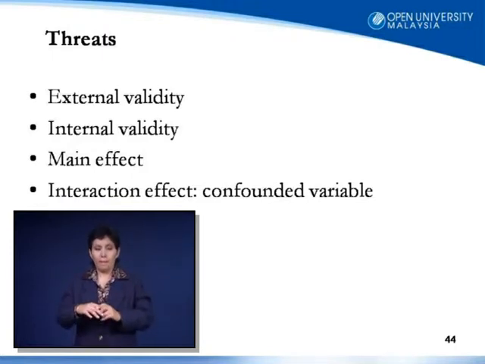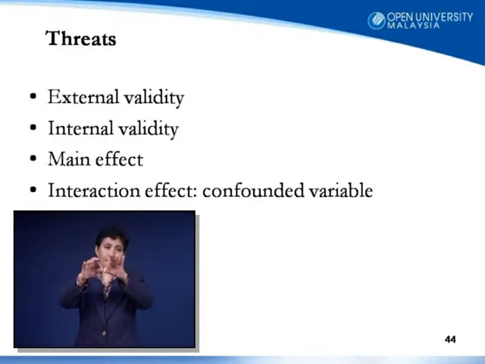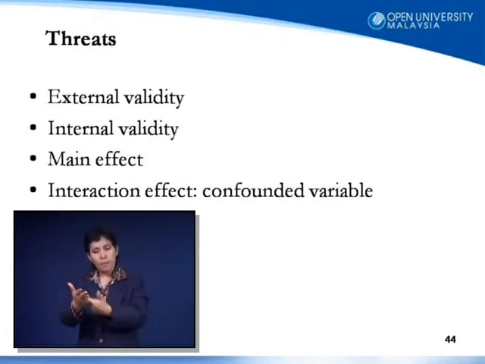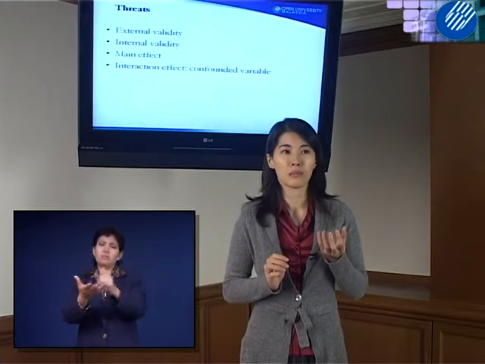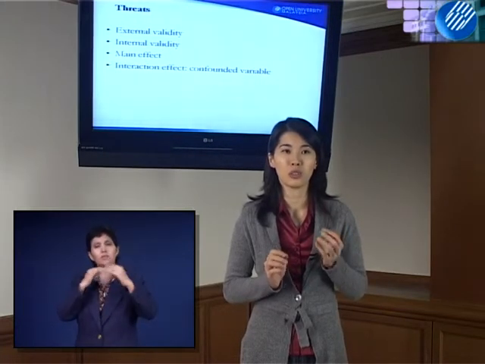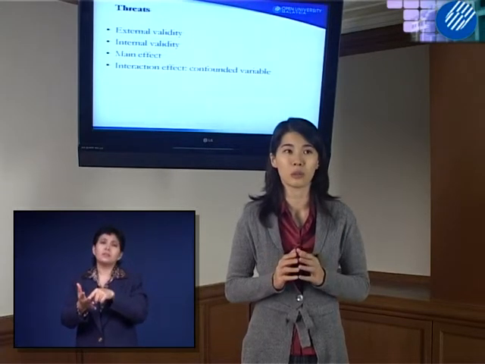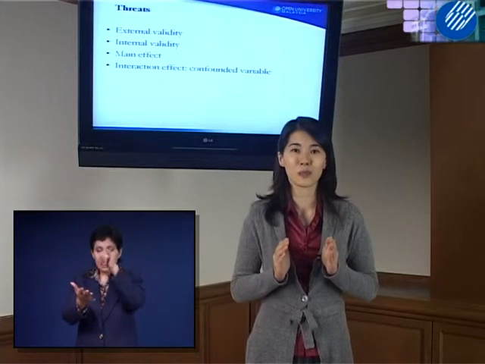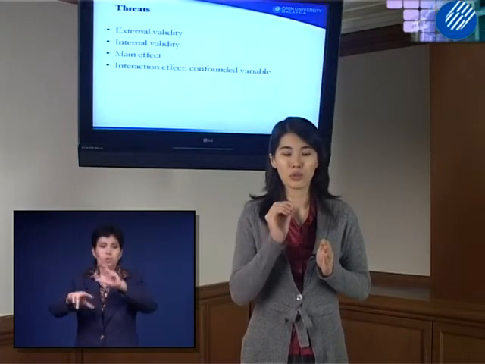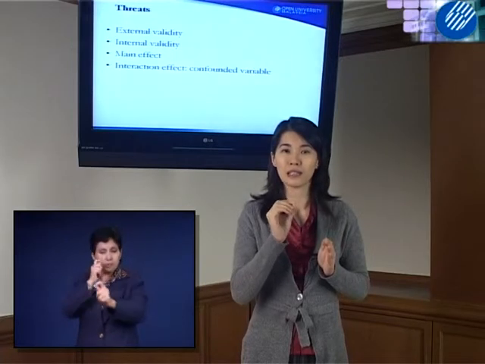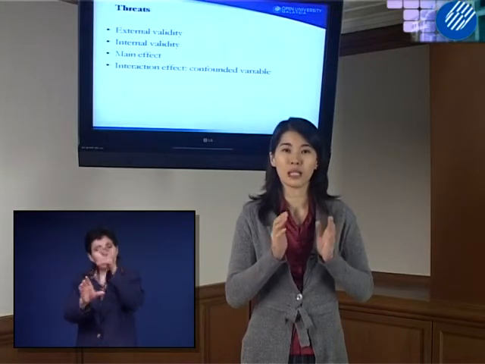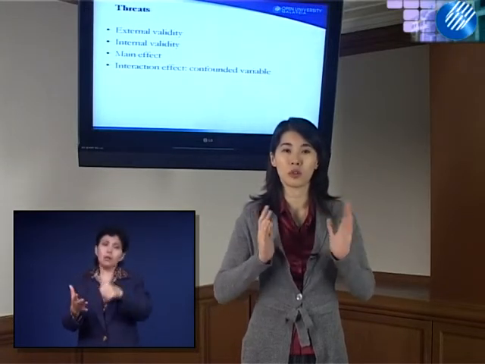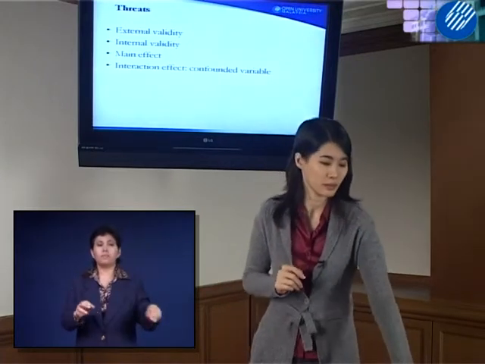Next, the main effect and also the interaction effect. Sometimes, because everything is influencing each other, or interacting with each other, your outcome may be because of an interaction effect which you are not aware of. This is called a confounded variable. That's why it is important when you do your research to strictly and clearly identify what you want to test, what you want to know, who your people are, and try to eliminate the possibilities that might influence your result.